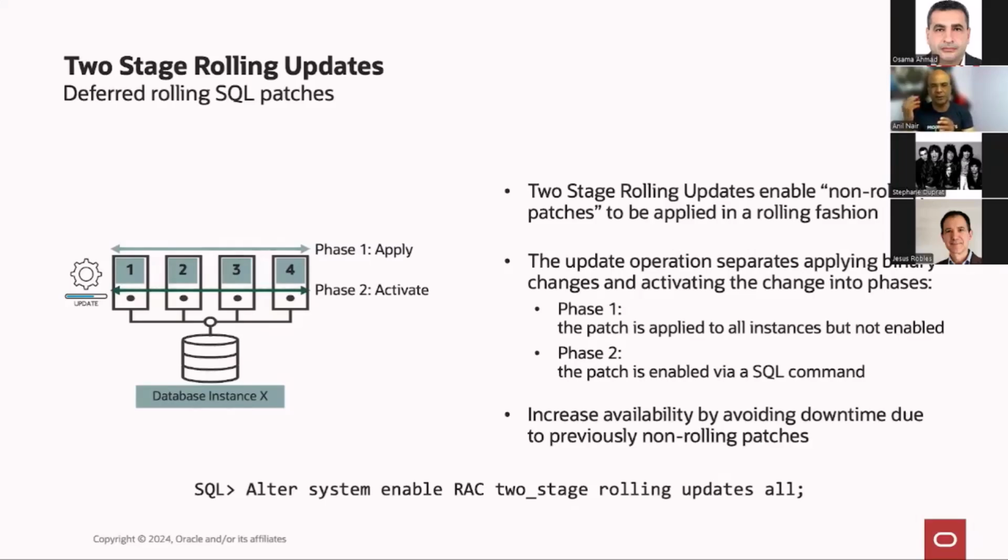Stage one is basically apply the patch. So you apply the patch 1, 2, 3, 4. They are applied, but not enabled. Once you are done, you can enable the patch. This is done using alter system enable RAC two-stage rolling updates all. What that means is the patch is now active. So again, you don't have to do any moving of the application or sessions and services.